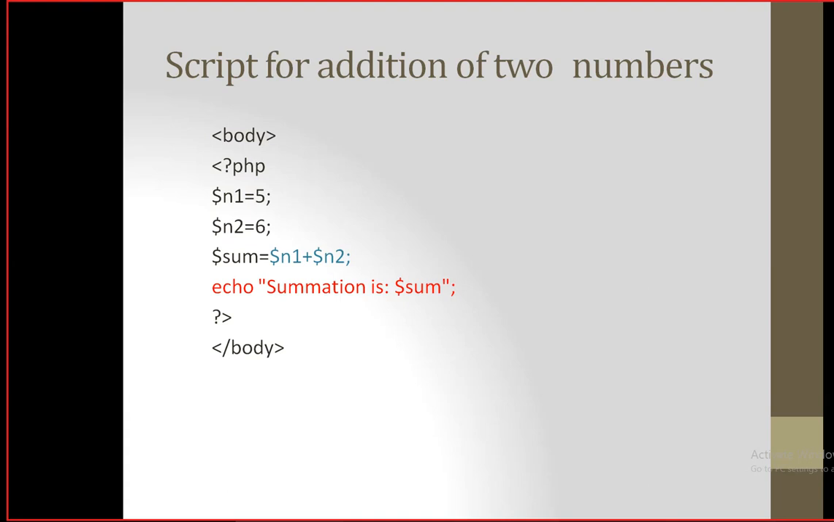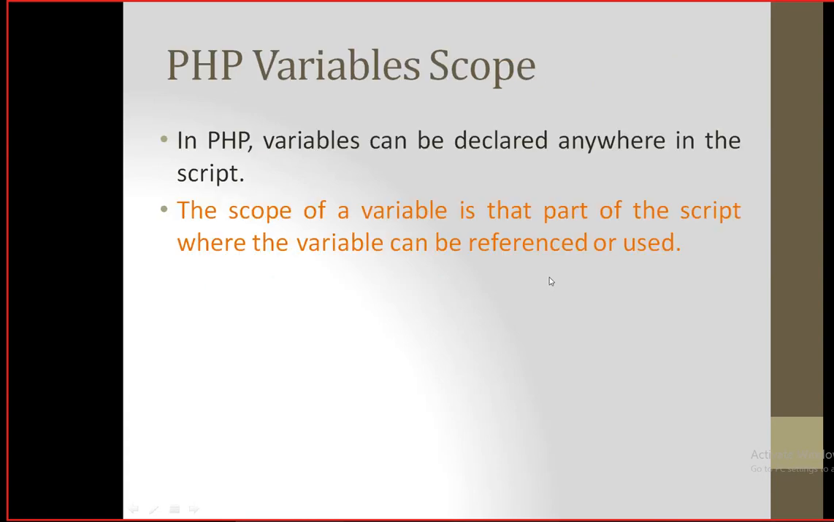A simple example of adding two numbers through the PHP script. So we have declared two variables, n1 and n2, having the values 5 and 6, and we are just computing their addition and storing it in a third variable, and we are displaying the value of the sum variable over here. Right, simple.